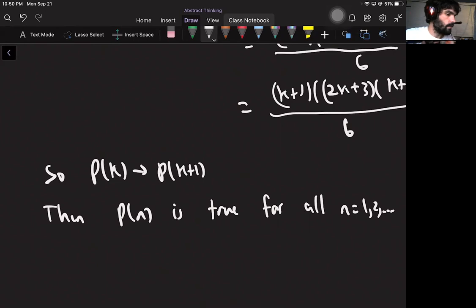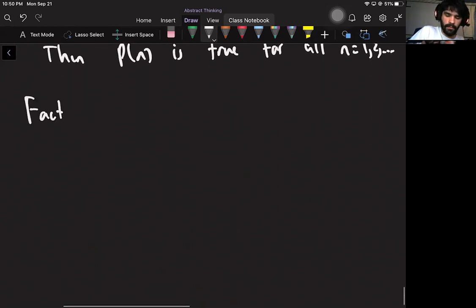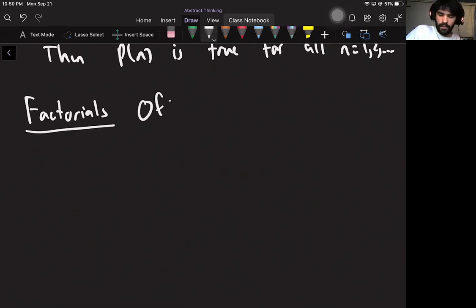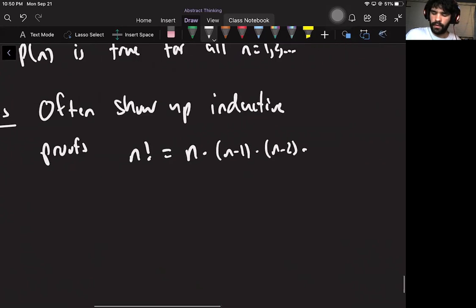So let's see, what else shows up a lot? Factorials show up a lot. Okay, so remember factorials? I do. I love them. Factorials, so that's going to show up next. So often they're in these inductive proofs, so I got to remind you what they are. A factorial is a number times the previous number times the previous number, all the way down to not 0, obviously, because then you would get 0, but to 1.